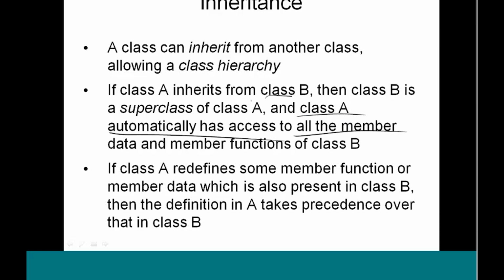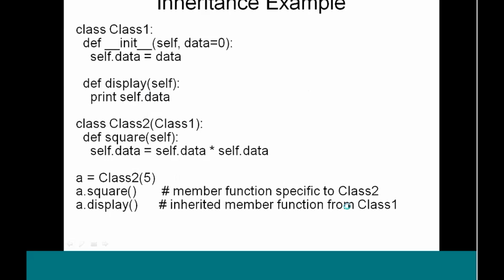Again, when class A inherits from class B, class B is the superclass of class A, and then class A gets all the goodies from class B. Basically, all the functions are automatically accessible by class A. And if class A redefines some member function or member data, which is also present in class B, then the definition in A takes precedence over class B. So it will win pretty much.